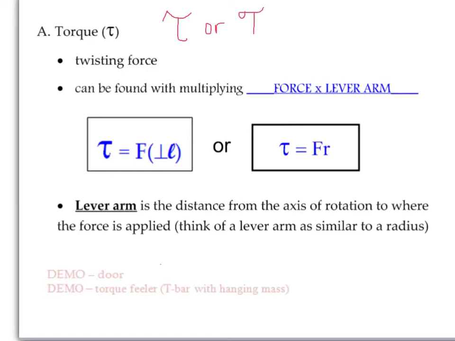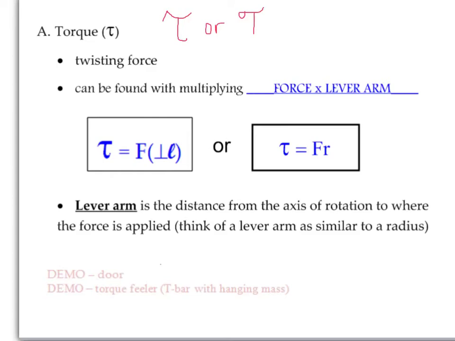And torque means a twisting force. So instead of pushing or pulling, you're actually going to twist and cause something to rotate or spin. And it can be found by multiplying force and lever arm. These two boxes, pick whichever one you like better, they mean the same thing. So force is in both of them, and for our lever arm, I put perpendicular L, because for you guys, your lever arm's always going to be perpendicular to the force.